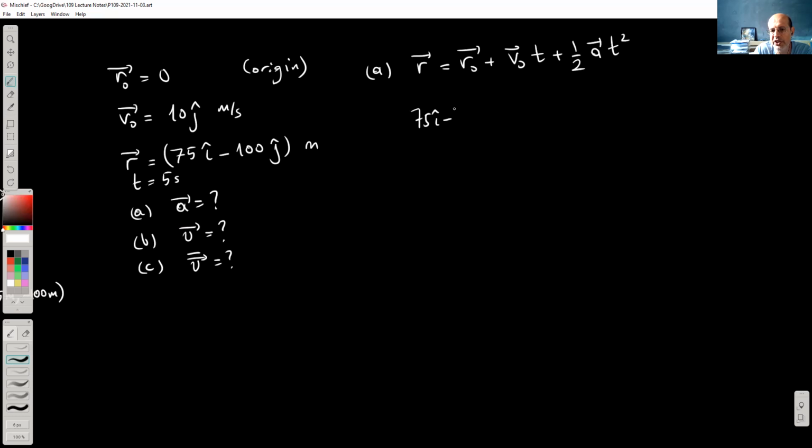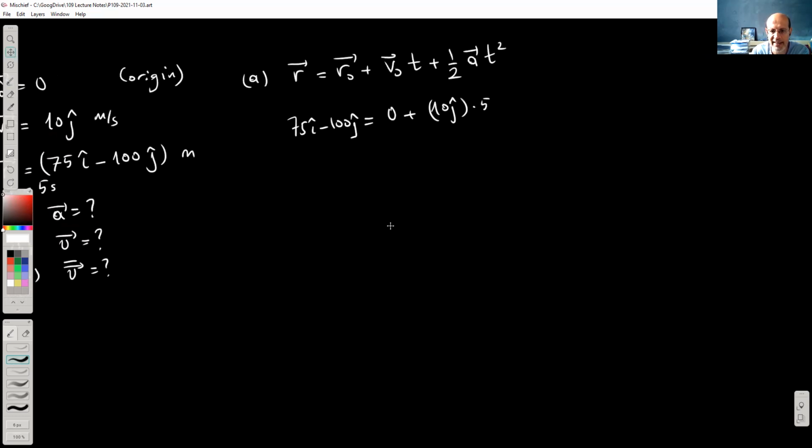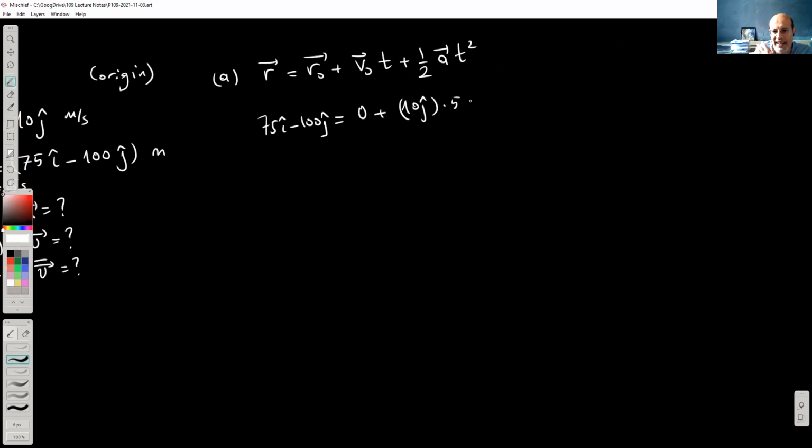So final position, right? This is initial position. Initial velocity is 10j. I multiply it with 5. Sorry, let me shift. And then acceleration is, I don't know what acceleration is, but I need to multiply it with 25 divided by 2.